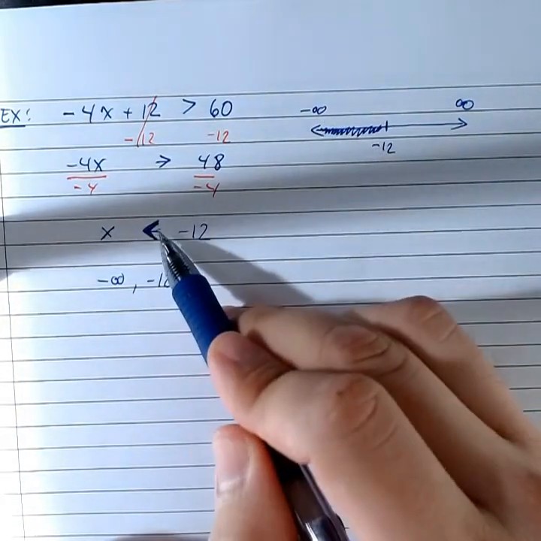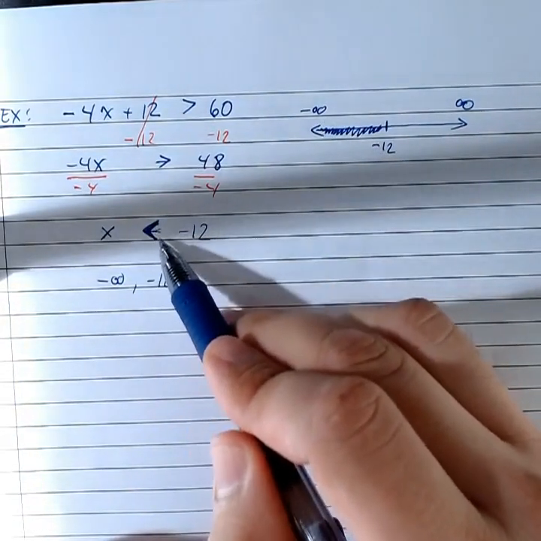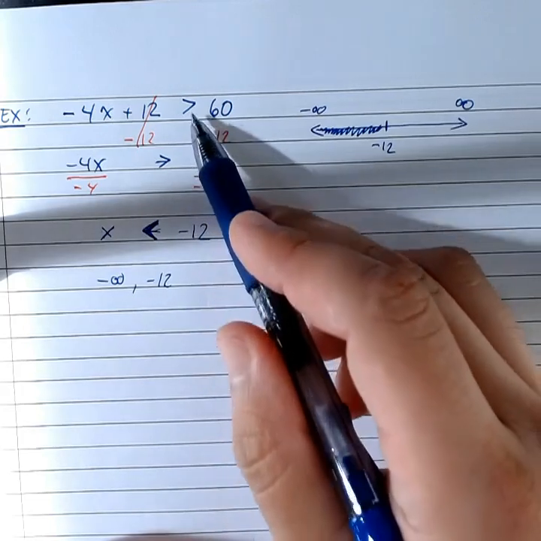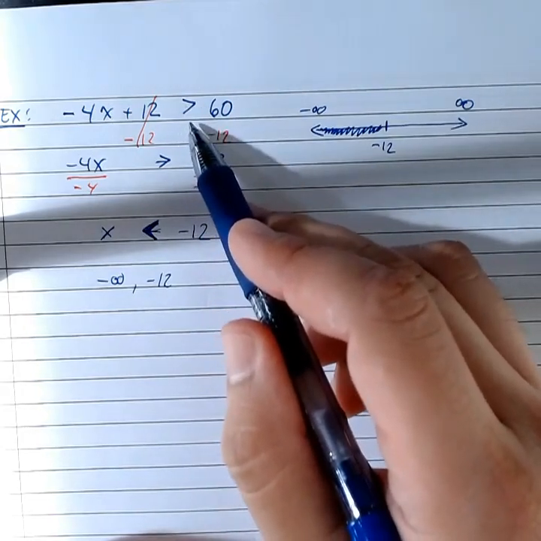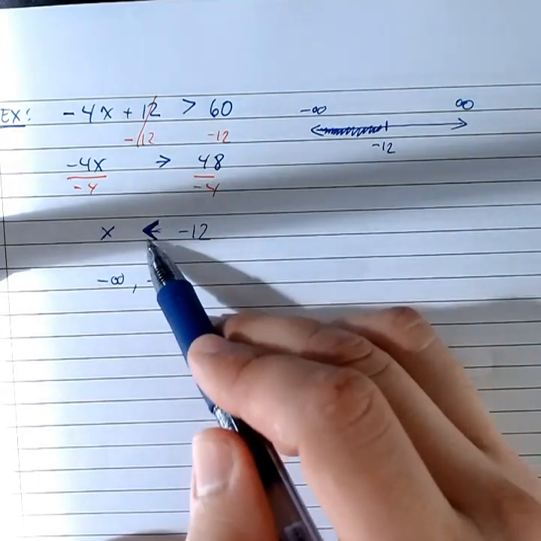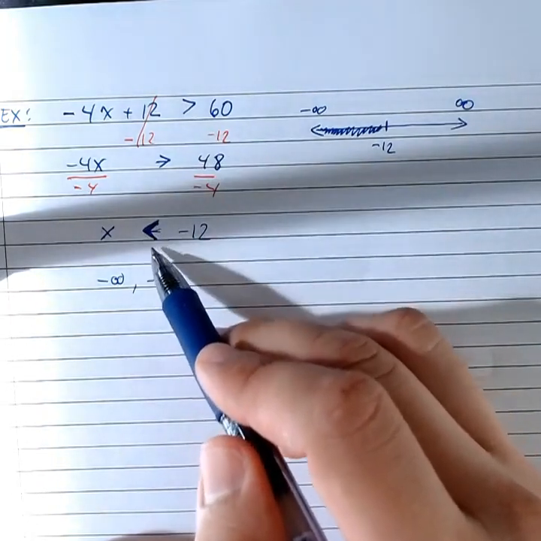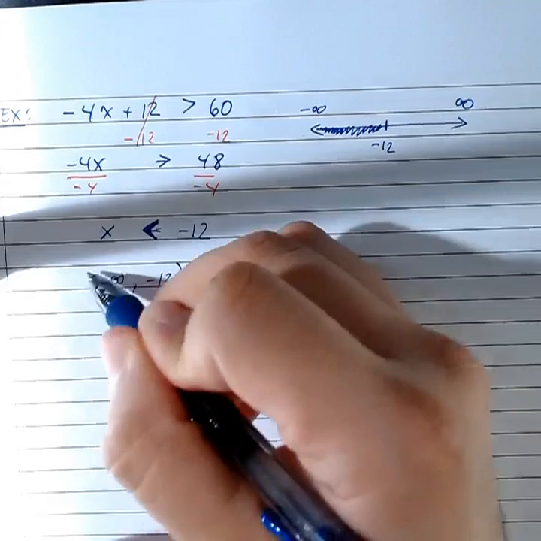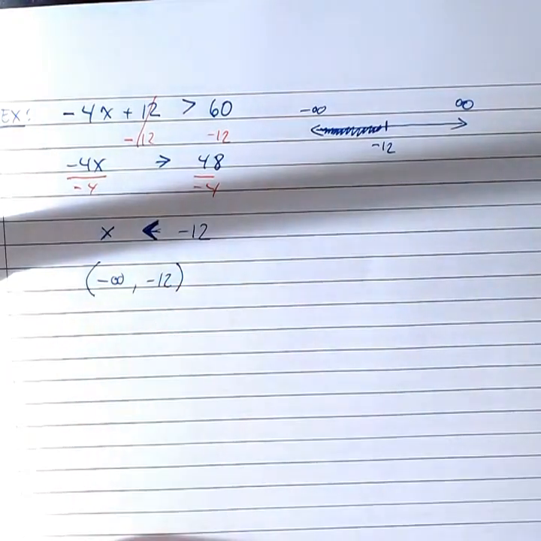Here, this is an exclusive inequality. We do not want to include the negative 12, right? This was not greater than or equal to. It was just greater than. This is not less than or equal to. It's just less than. So here we're going to use round parentheses to show that we want everything between these numbers, but not that number itself.